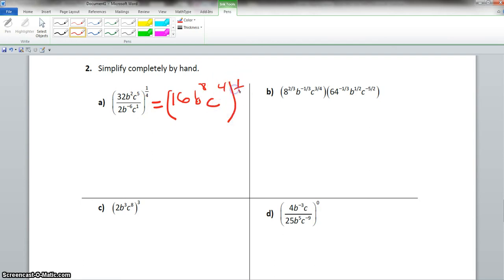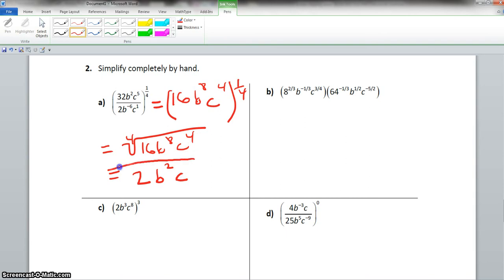Now we would take all this to the 1/4 power. So basically what we will have is the 4th root of 16, b to the 8th, c to the 4th. And this will give us the 4th root of 16 is 2. The 4th root of b to the 8th power is b to the 2nd power. And the 4th root of c to the 4th is c. And that is the final answer.